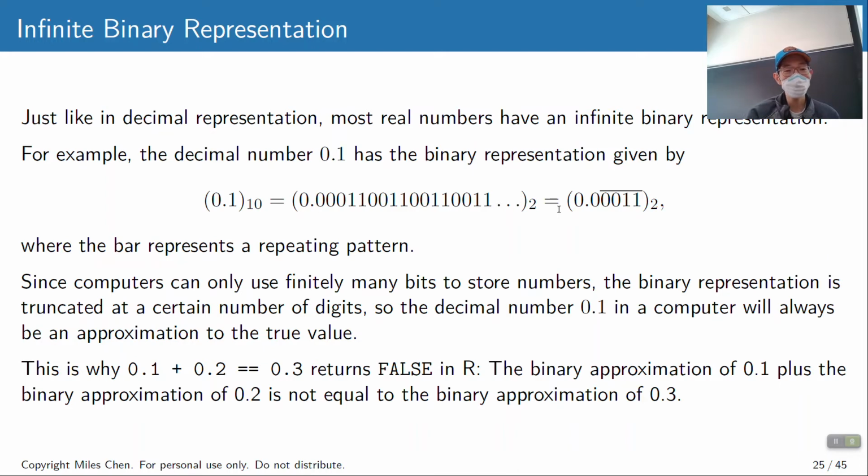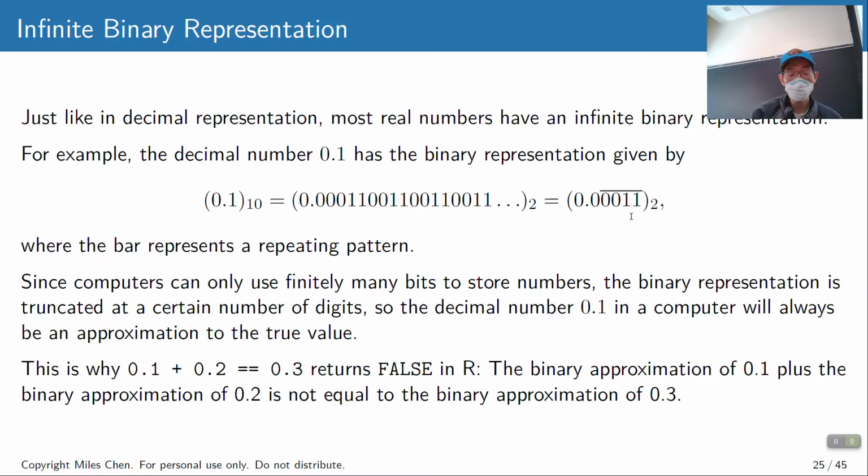Like in decimal representation, most of your real numbers are going to have infinite binary representation. For example, if you wanted to represent the decimal value 1/10, 0.1, this would have the binary representation of 0.0001100110011, and so on and so forth. These 0011 would go on repeating forever, and it would require infinitely many values to represent.